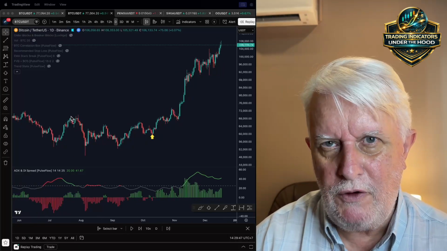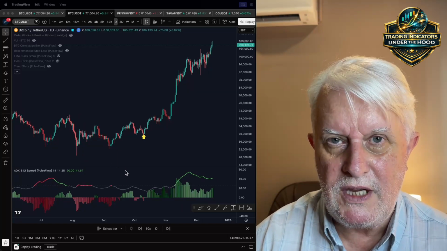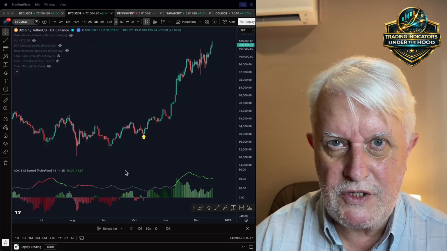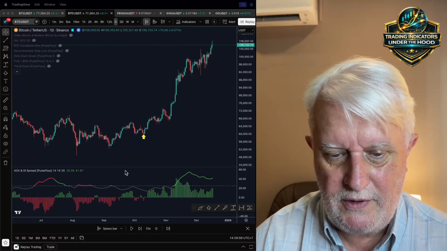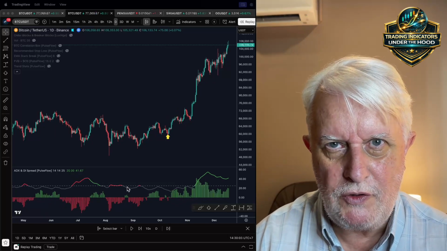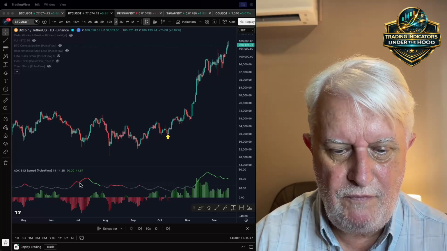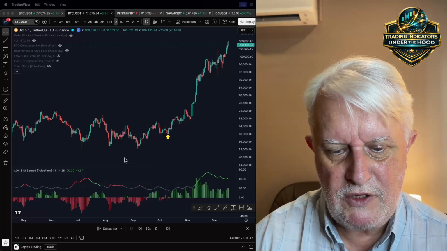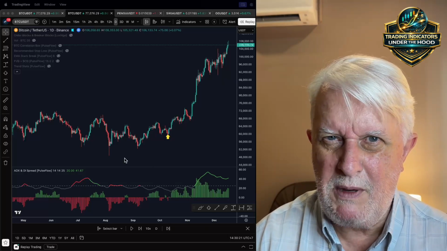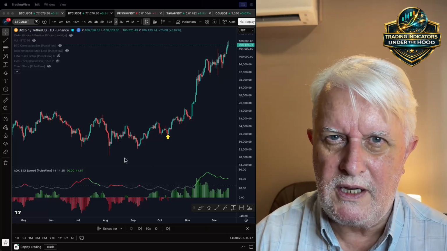There are 3 things to look for before you consider to trade using ADX with DI spread. First, is the ADX line green or red? If we're above this 25 threshold, which is you don't trade unless you are, for going long it has to be green, and for going short it has to be red. If it's grey, it means stay out, it's a bit choppy, there's no trend worth trading.